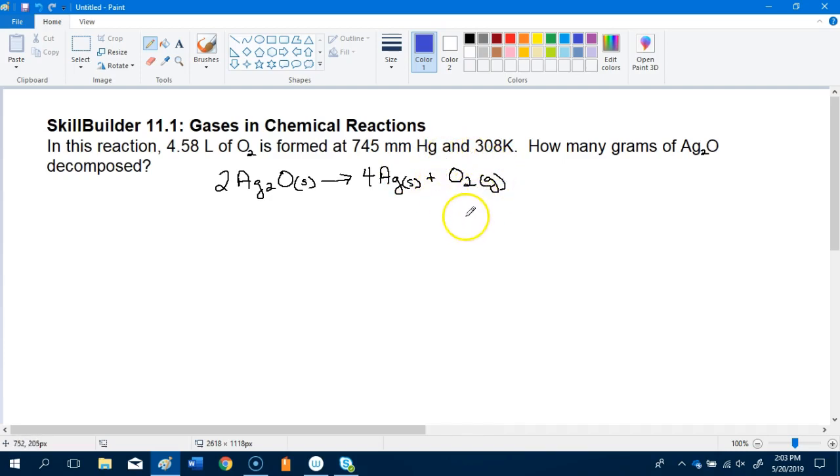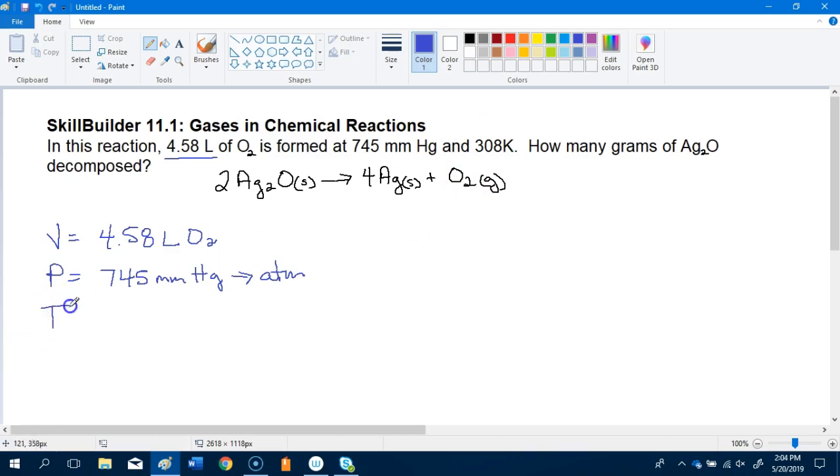We are given a volume equal to 4.58 liters of O2 gas formed. The pressure is 745 millimeters of mercury, which we will have to change to atmospheres, and a temperature of 308 kelvins. And the question is asking us what will be the mass in grams of the silver oxide that we start with.